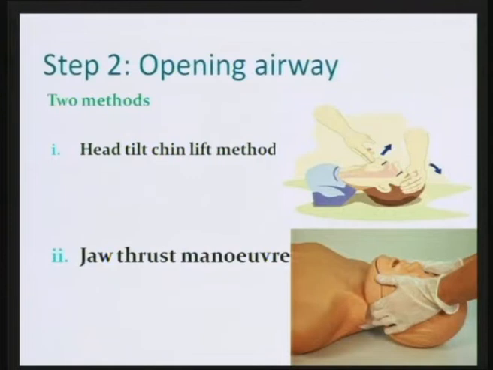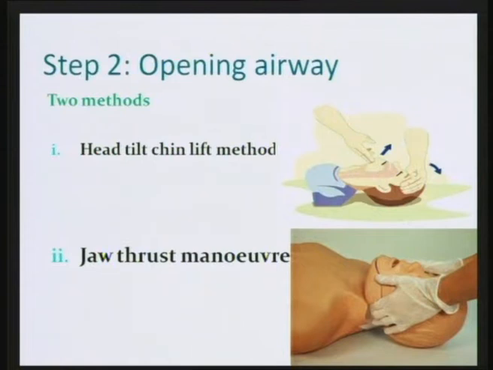Step 2 is opening the airway. There are 2 methods of opening the airway. Before giving the rescue breaths, we have to open the airway. That is A for airway. So how do we open the airway? That is the head tilt and chin lift and the jaw thrust maneuver.